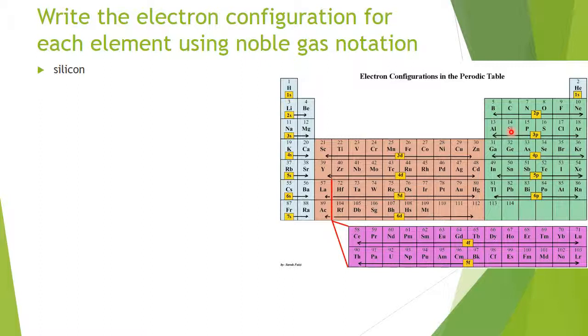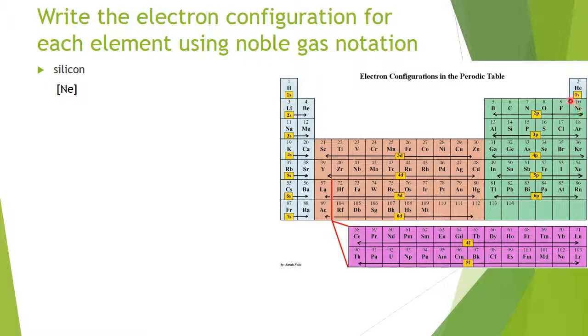And if I'm going to write its configuration using noble gas notation, I need to find the noble gas from the period that comes before it. So in other words, the period above it on the table. So that would be neon. So I'm going to put neon in brackets, and do note it is brackets, it's not parentheses. We want to use that square bracket, that is the notation that gets used. And then we write the symbol for neon. So what that means is silicon is going to have neon's configuration plus whatever comes next.